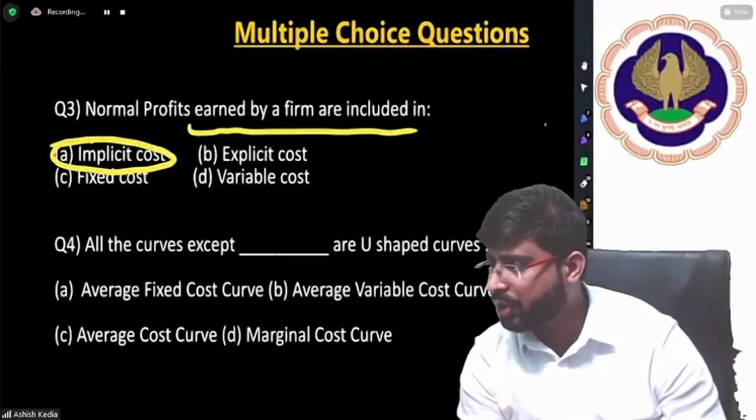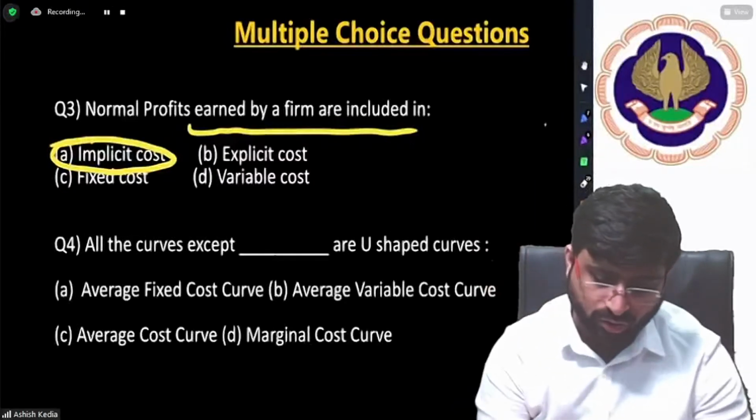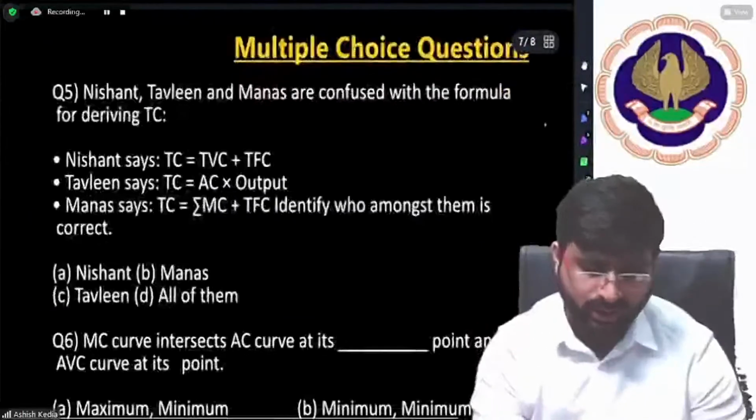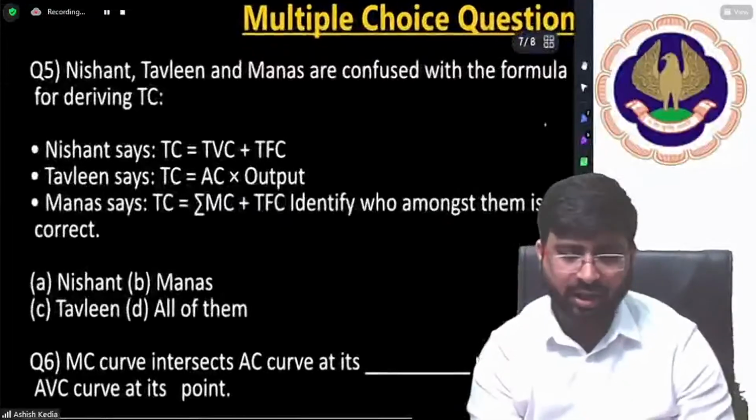Next, my dear friends, the question was, this too I have already discussed, that except average fixed cost. So no need to answer. Yes, this is a good one. Let's hear it from you all.